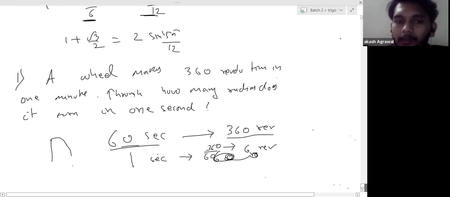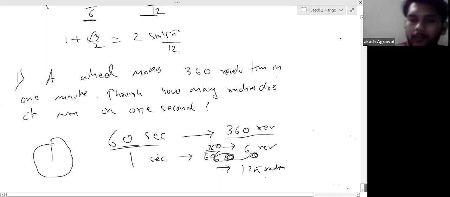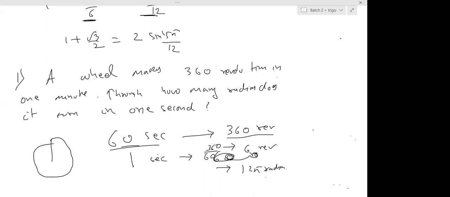And in 1 revolution, you move how much radian? 2 pi radian. Right? So in 6 revolutions, you will move 12 pi radian. That is the answer. Basic unitary method. This is clear or not? Sir, can you explain from the second part? All right.